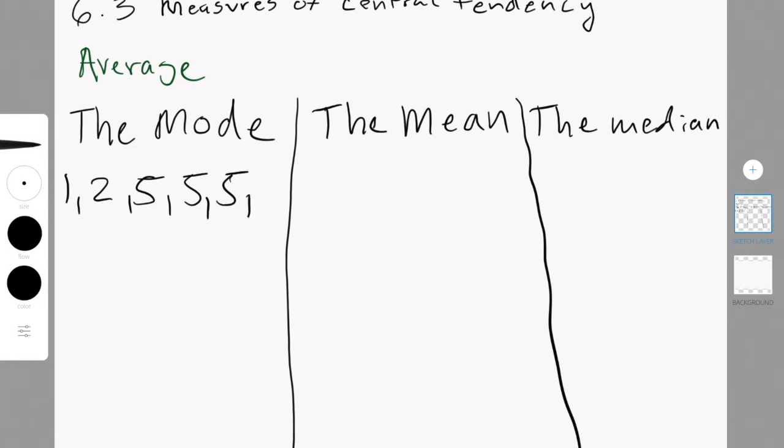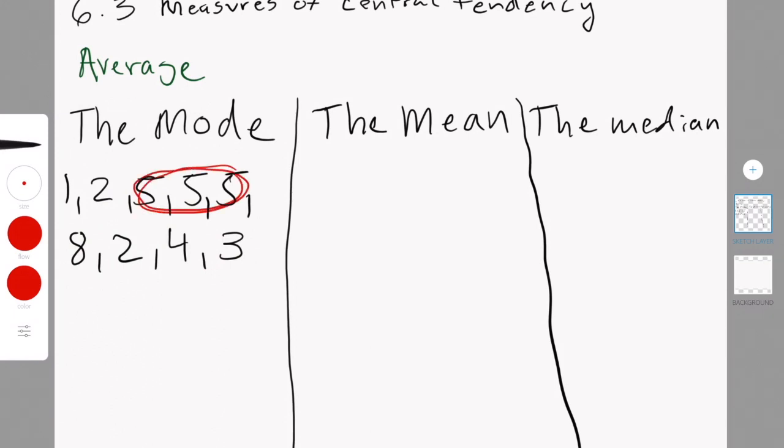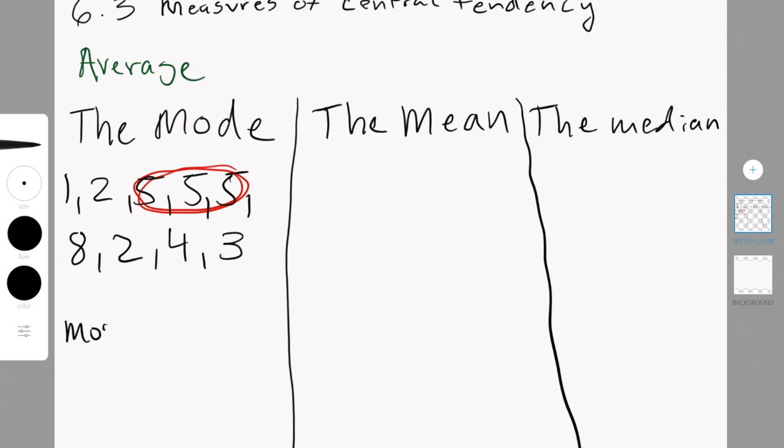So in this example of 1, 2, 5, 5, 5, 8, 2, 4, 3, okay, remind me to never read out lists of numbers, there's no point. But the most common in this sense is 5, because there are three 5s and there are no other numbers that there are three or more of.